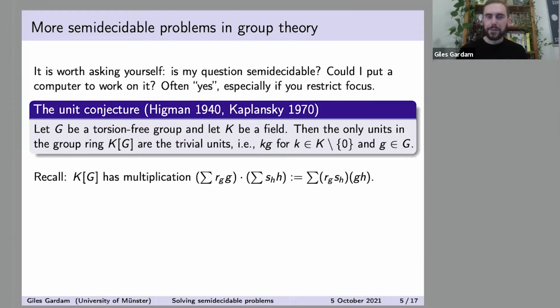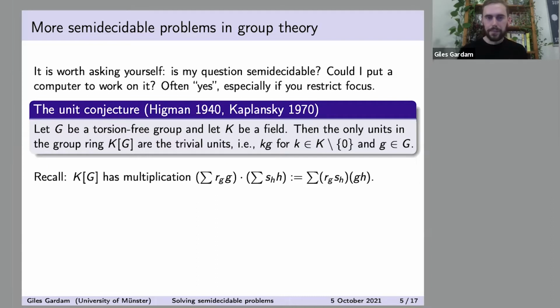The product is just determined by saying we have the distributive law, and if I multiply two elements supported at single group elements, then I just multiply the group elements according to multiplication in the group and multiply the field elements according to multiplication in the field. So units are things which are invertible on the left and the right, and anything that's of the form kg, where this formal sum is a sum of length 1, that's clearly invertible because I can just invert the group element and invert the field element. So there's always these trivial units floating around, and the conjecture says that, in fact, they should be the only units in the group ring. So we now know that this is false.